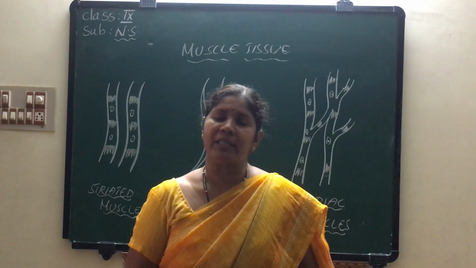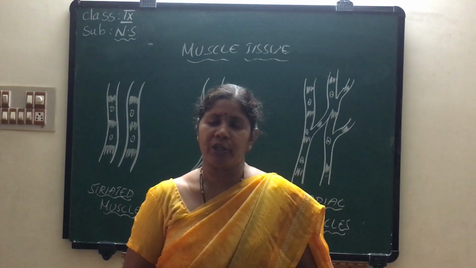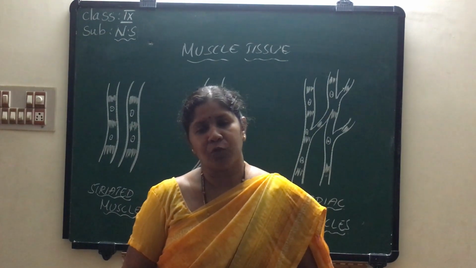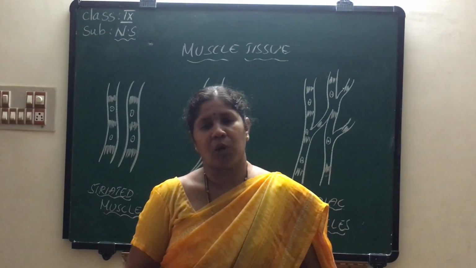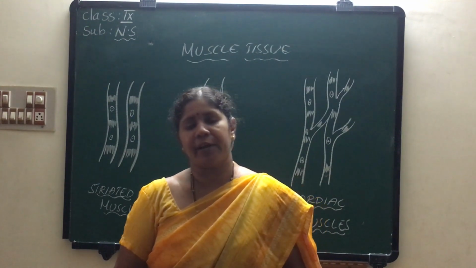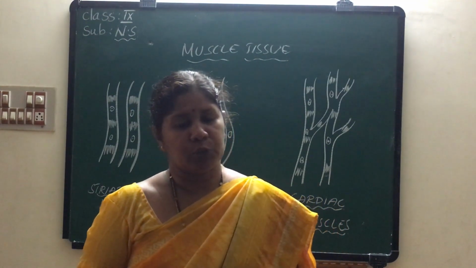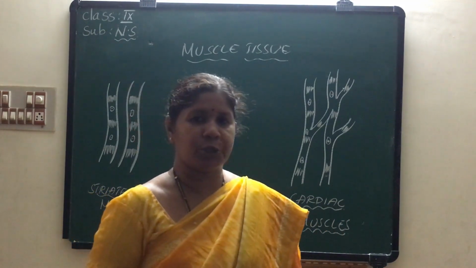Blood is also known as the fluid connective tissue. It moves throughout our body and supplies food material and other things to whatever the requirements are for our body. And now come to the third type of tissue, that is the muscle tissue.